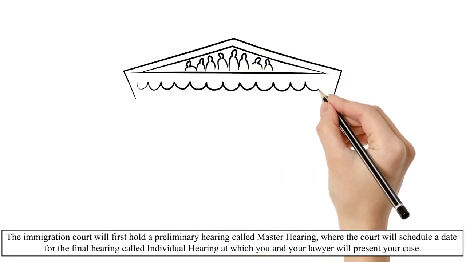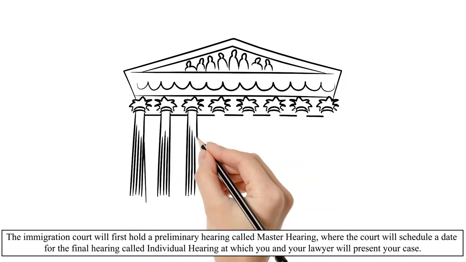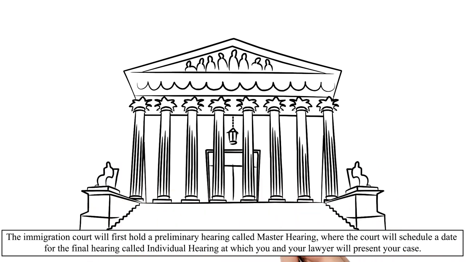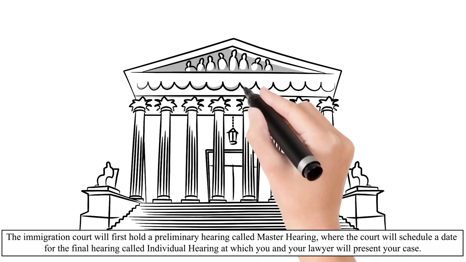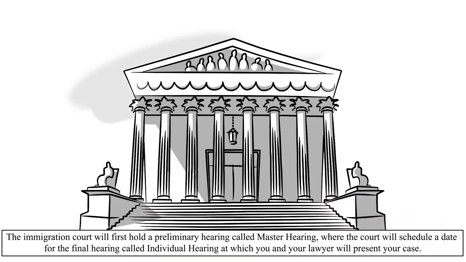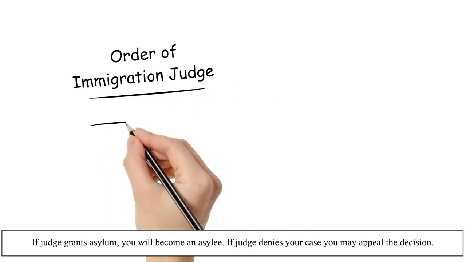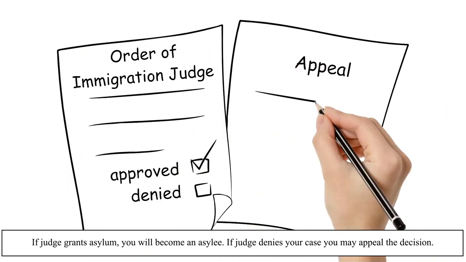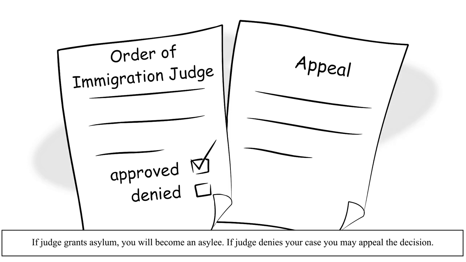The immigration court will first hold a preliminary hearing called a master hearing, where the court will schedule a date for the final hearing called the individual hearing, at which you and your lawyer will present your case. If the judge grants asylum, you will become an asylee. If the judge denies your case, you may appeal the decision.